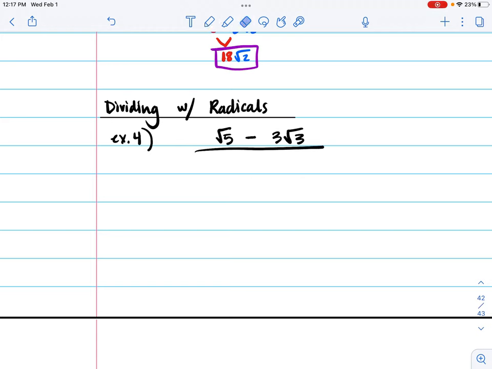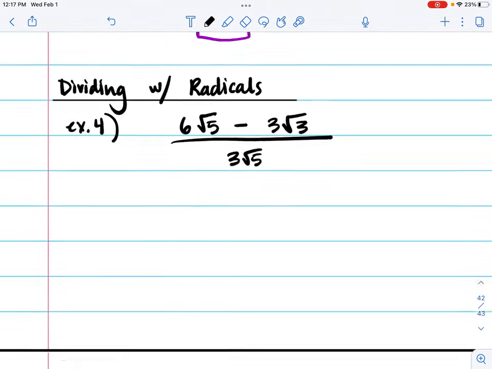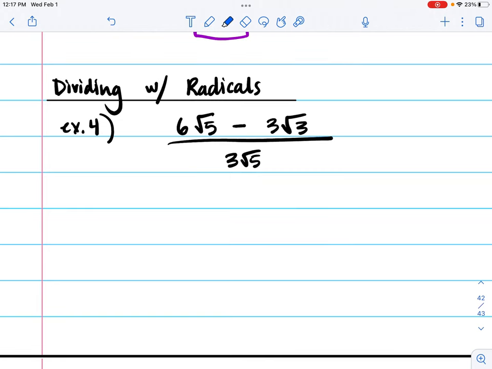actually let's change this. Let's make this a 6. And then on the denominator, let's do 3 root 5. Okay. A couple things happen here. One, we have to distribute this as if it's like a grouping division.